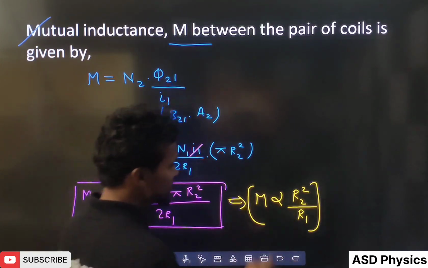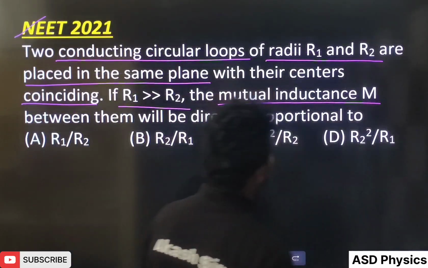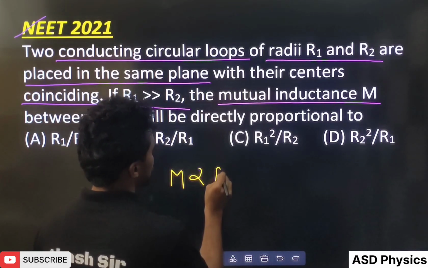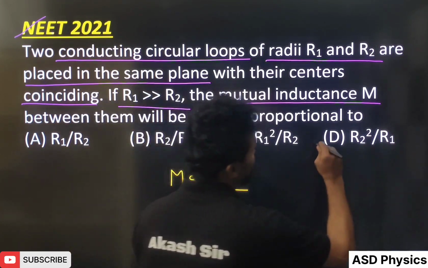Okay, so by seeing this R2 square by R1, which option is correct here? You can see students, the correct option is here. We have seen now. We have got M directly proportional to R2 square by R1. That means the correct answer here is option D.